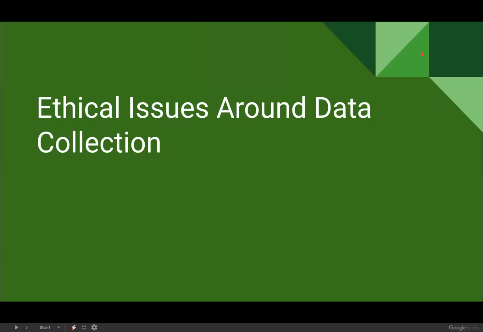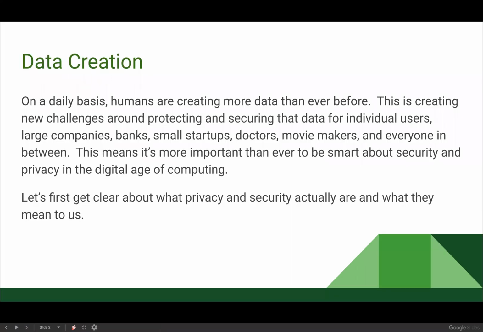Today we are going to be, once again, not quite discussing programming specifically, but we're going to be discussing the impacts of programming and things that can happen as a result of the work that we do as software engineers. So we're talking about the ethical issues around data collection today. Super fun.